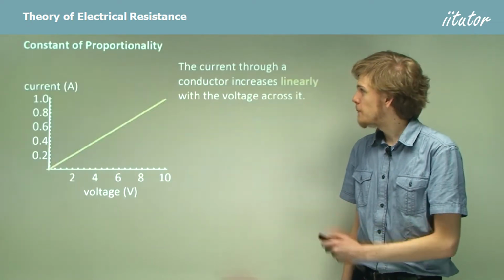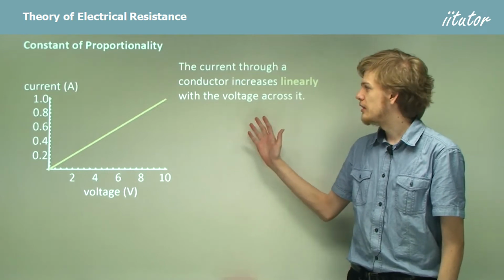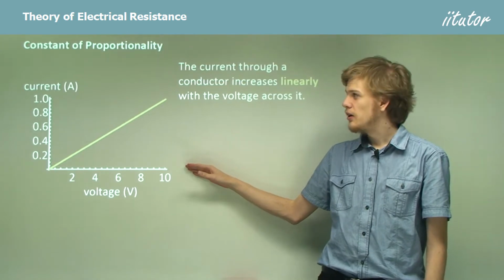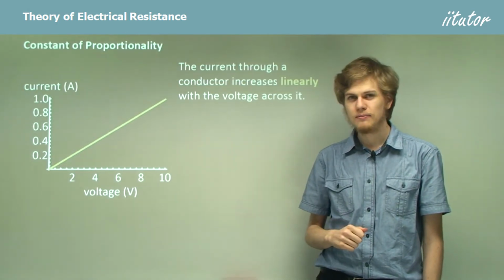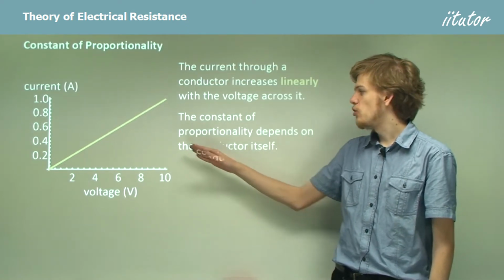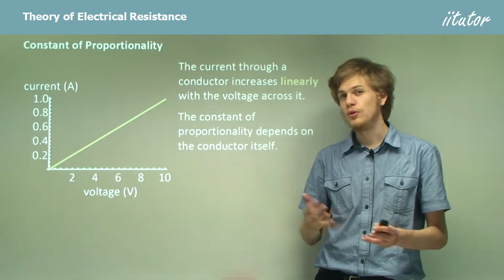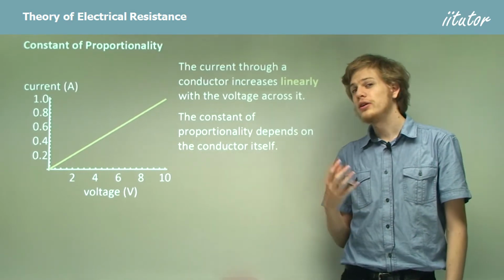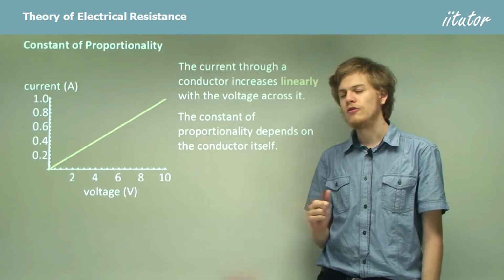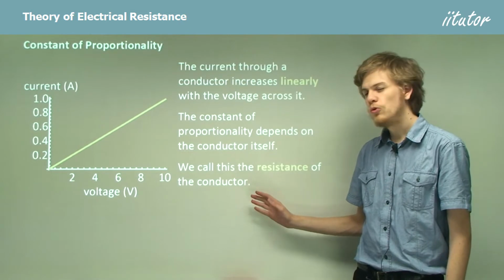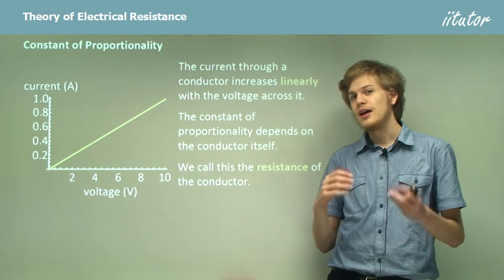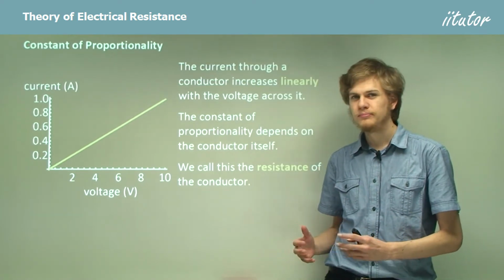Well, it turns out that the current through a conductor will increase linearly with the voltage across it. That means that as we increase the voltage, the current tends to increase at the same rate. The constant of proportionality, that is, the slope of this graph, the number of amps per volt, is dependent on the conductor. So without knowing the conductor, we can't predict the slope of the graph beforehand. We call the slope of the graph the resistance of the conductor. So the resistance will tell us how many amps we get per volt.